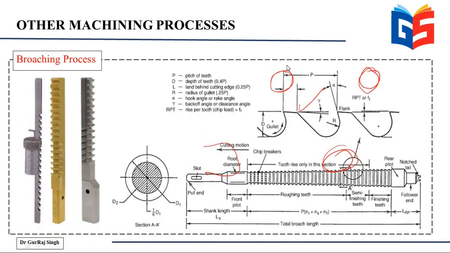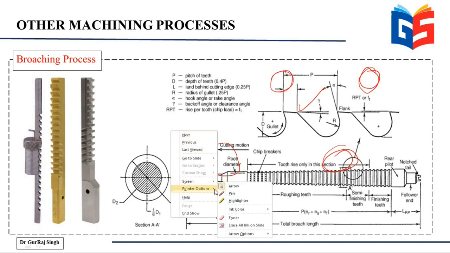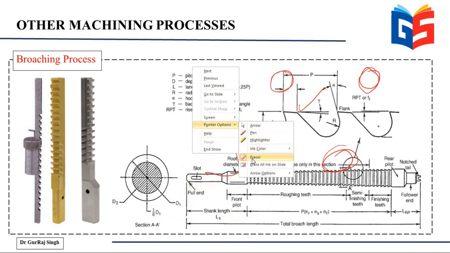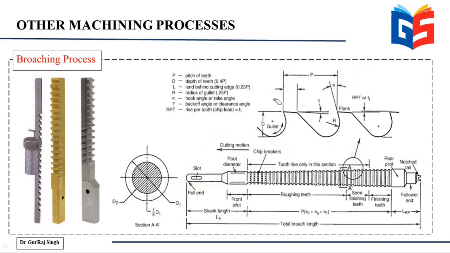Now, about the geometry of the broach cutter. It can be seen very clearly here that the broach cutter is used for making multiple cuts in a single go. So here you can see the broaching tool. It has these teeth, and they are rising as we progress towards the rear end of the broach. And there's a slot here to hold it onto the cutting machine.